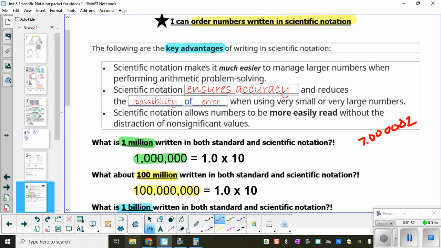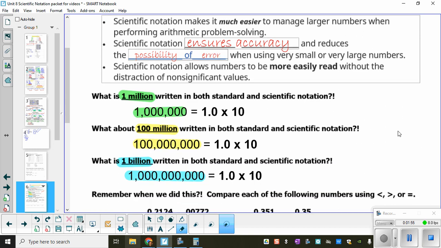Okay. All right, now let's just see a few examples here. You don't have anything written down here, so you're going to need to take notes on this part. If we want to know the number 1 million written in standard and scientific notation, well, here it is in standard form. I already have it highlighted in green. That's what a million looks like in standard form. If we talk about 100 million in standard form, it looks like this. And if we talk about a billion written in standard form, it looks like this. So that's what a million versus 100 million versus a billion looks like.